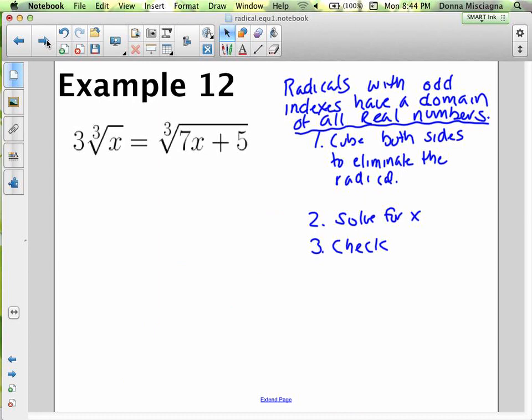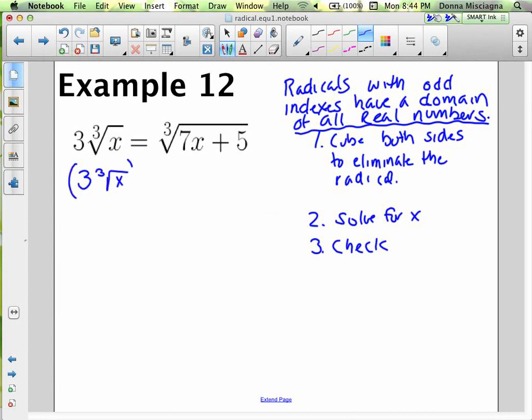Just a little reminder there. All right, so here we're going to cube both sides. So we have 3 times the cube root of x, all cubed. It's a product. We'll cube not only the cube root of x, but also the 3, equals the cube root of 7x plus 5 cubed.